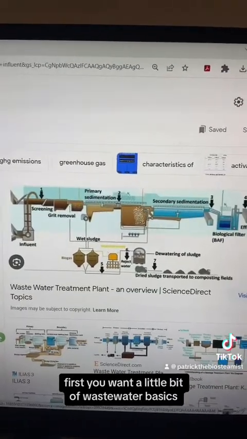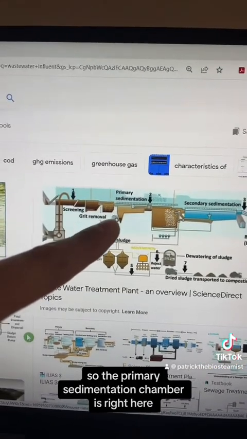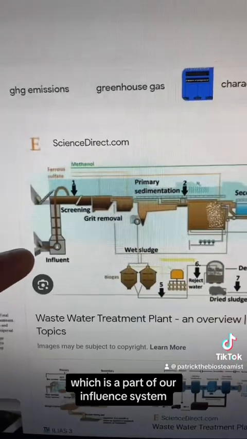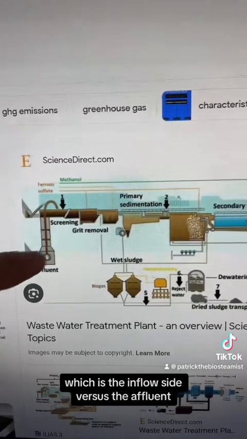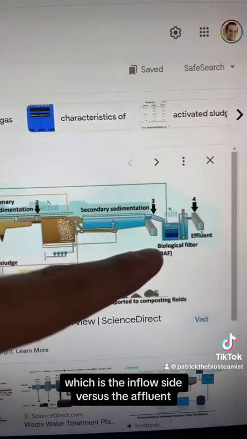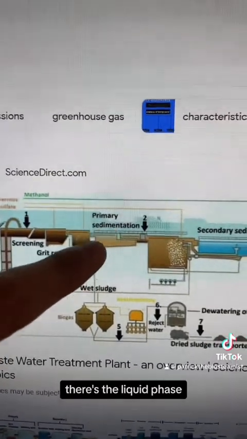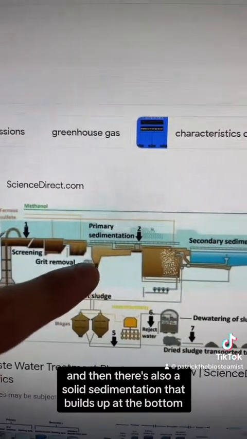First, we want a little bit of wastewater basics. So the primary sedimentation chamber is right here, and that's where we're going to be pulling our solid wastewater, which is a part of our influent system, which is the inflow side, versus the effluent, the outflow side. And of importance to note, there's the liquid phase, and then there's also a solid sedimentation that builds up at the bottom.